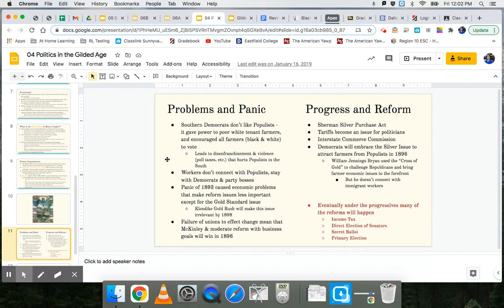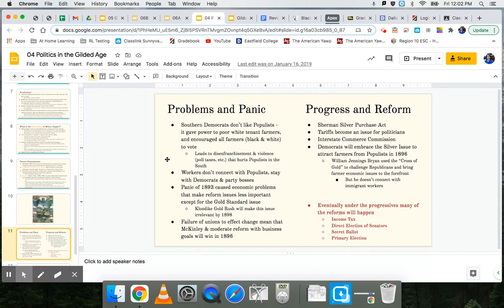But you want to keep in mind that you have some major reforms that maybe aren't being used to their fullest extent prior to 1900, but will become very important farther on down the line. Things like the Sherman Silver Purchase Act, tariffs, Interstate Commerce Commission, the Sherman Antitrust Act. You'll have William Jennings Bryan and the gold and silver issue that will be around.